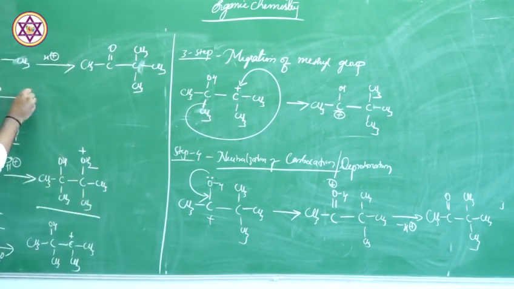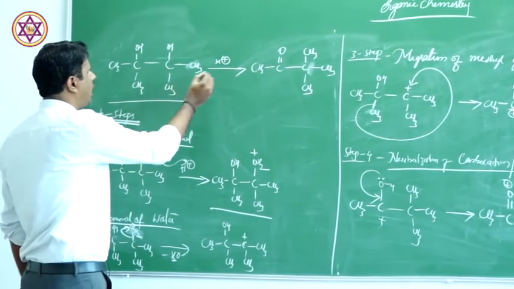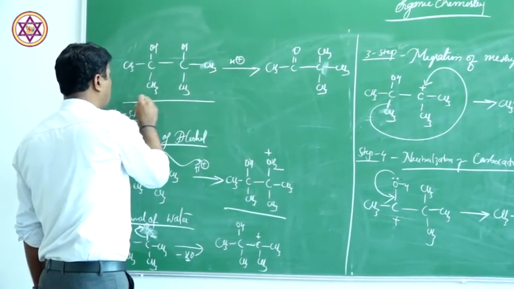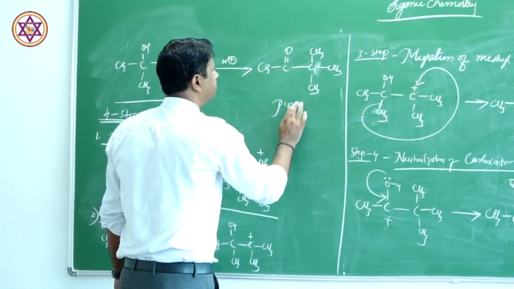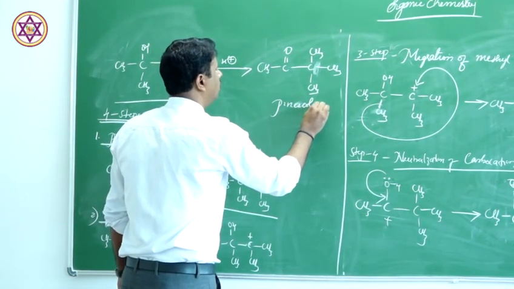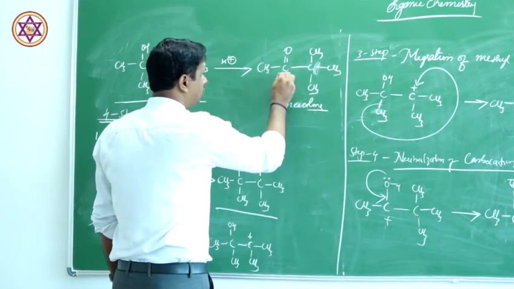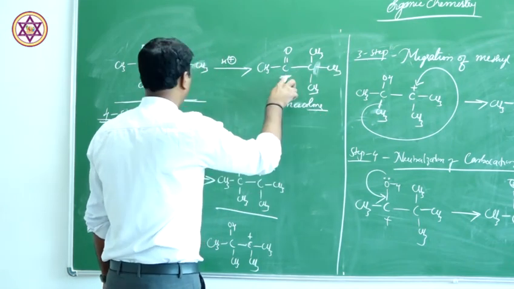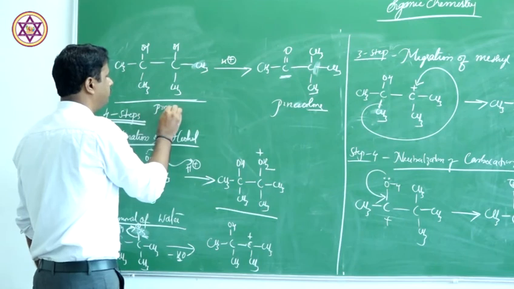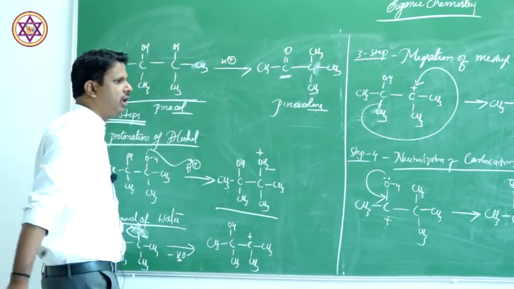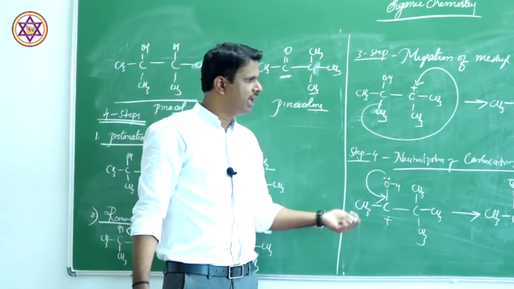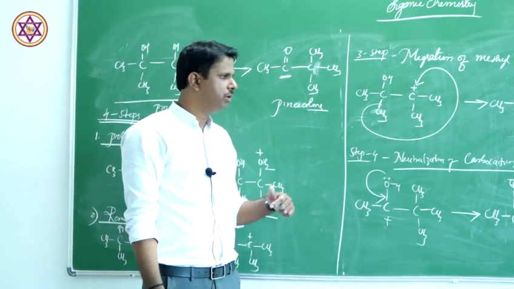We took pinacol. When you add dilute acid to pinacol, it converts into pinacolone. This is pinacolone. This ketone represents pinacolone, the functional group being a ketone. This is pinacol, which has alcoholic groups. So this is the mechanism for the conversion of pinacol into pinacolone.